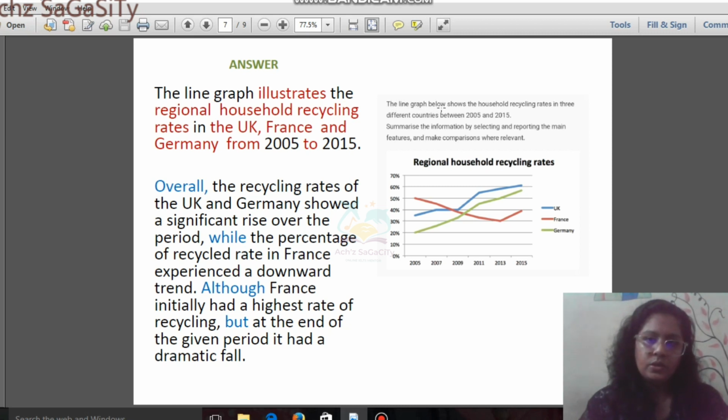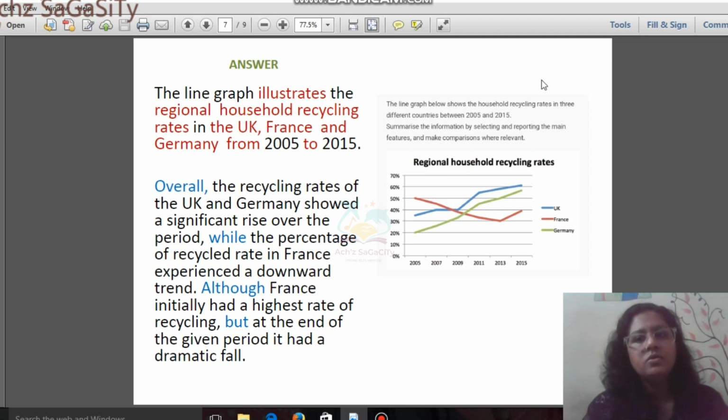Okay. Then after that, what's the next word? The household recycling rates. So here you can see one heading for this particular chart. So here they just mention it as regional household recycling rate. So we can use this particular heading instead of household recycling rate. So write it as regional household recycling rate. So always check for the headings. And then after that, three different countries. We know what the countries are: UK, France, and Germany. So we can just write it like that.